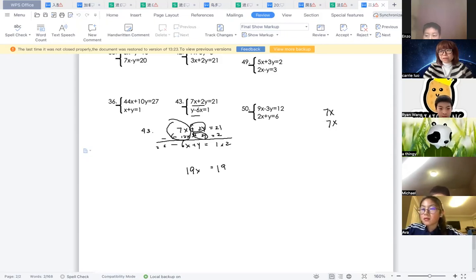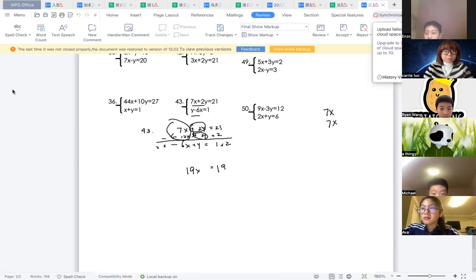2y minus 2y equals 0y. But 7x is minus negative 12. Understand? So it's positive 19. Get it, Ava? So x equals 1.